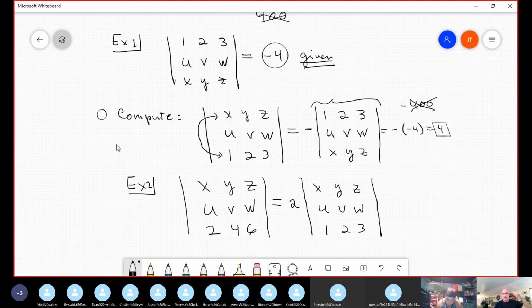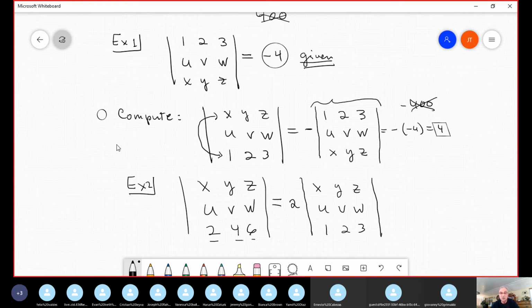Does everyone understand this idea very well? Because the greatest common factor of 2, 4, and 6 is 2, I factor out this 2. The property says that when you multiply one row or one column by one factor, the entire determinant is multiplied by the same factor. So we can go in different directions, with multiplication or with factorization.